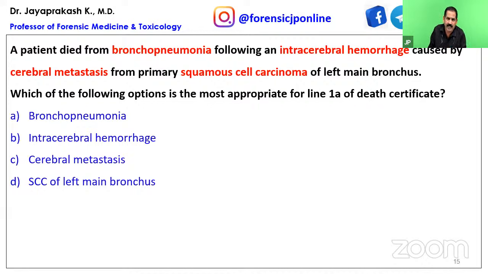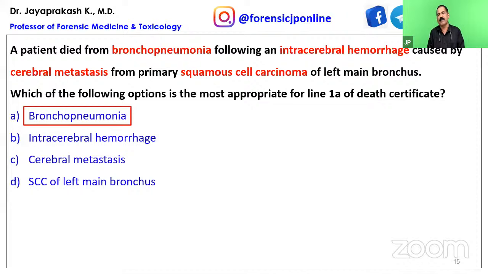Now, a patient died from bronchopneumonia following intracerebral hemorrhage caused by cerebral metastasis from primary squamous cell carcinoma of left main bronchus. Which of the following options is the most appropriate for line 1A of the death certificate? Okay, now let me know. They're telling bronchopneumonia, sir. Perfect. Now let them tell what is 1B. Bronchopneumonia due to what? Some telling ICH and some telling SCC of left main bronchus.